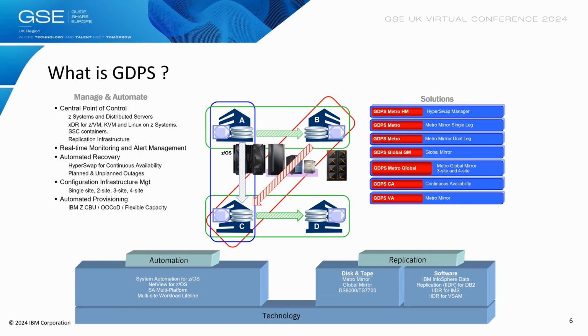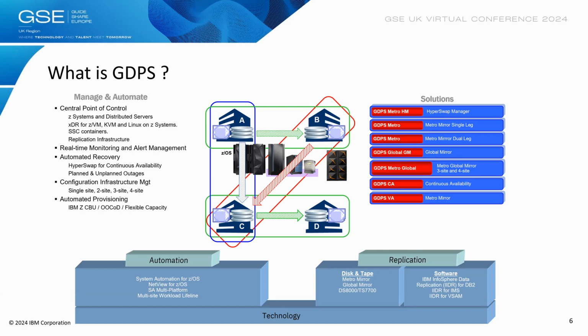So in terms of replication, some GDPS flavors are based on software replication rather than hardware replication. And again, we will discuss this a little bit, but this is not the main focus of this presentation. This software replication is provided by IBM InfoSphere Data Replication, which supports DB2, IMS, or VSAM data.